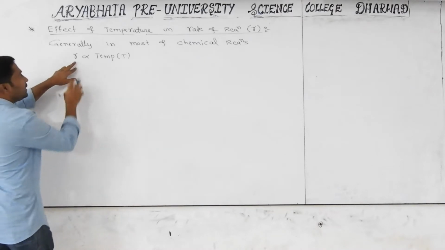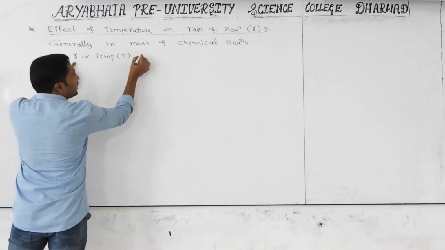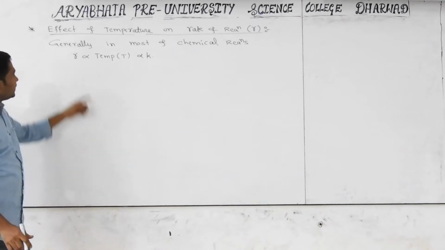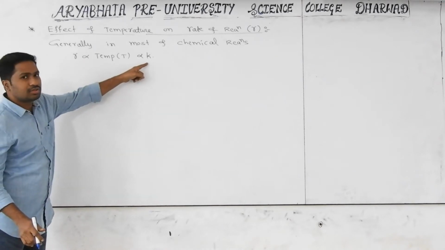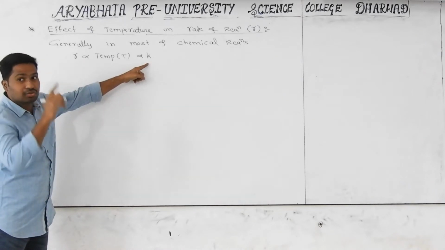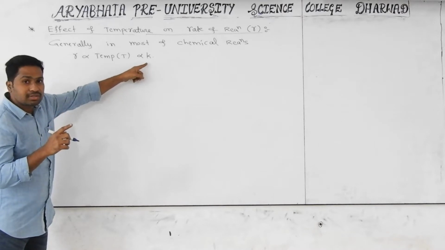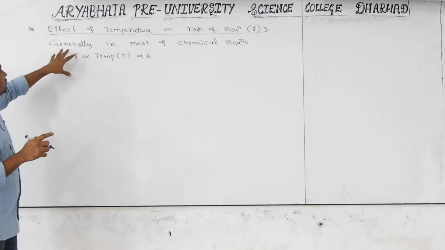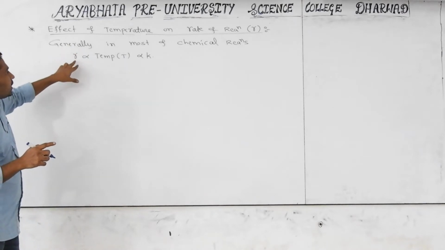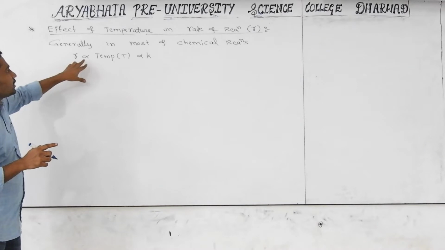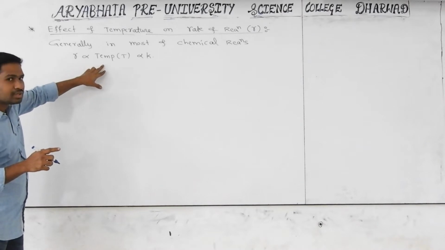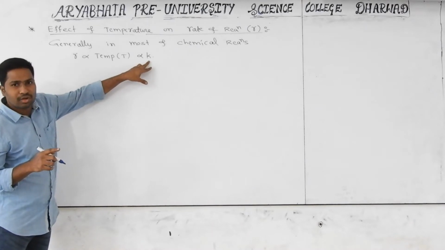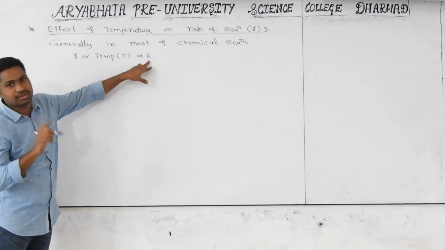You know already the rate is also directly proportional to which one? Rate constant. Yes, as the speed of the reaction is increasing, the rate constant is also increasing. We studied in the characteristics of K. K is one of the measurements to find out the speed of the reaction. Generally in most chemical reactions, the rate of reaction is directly proportional to temperature. We know rate of reaction is directly proportional to rate constant, or velocity constant, or specific reaction rate.